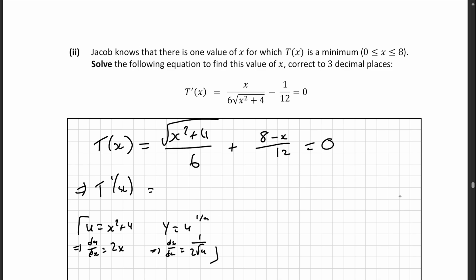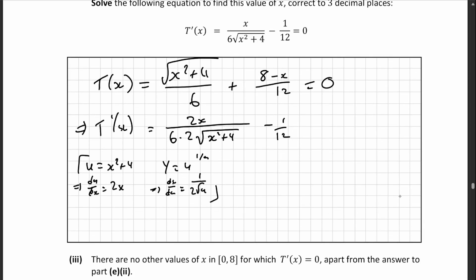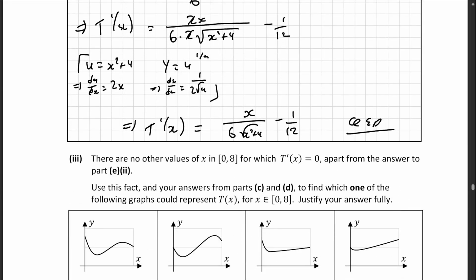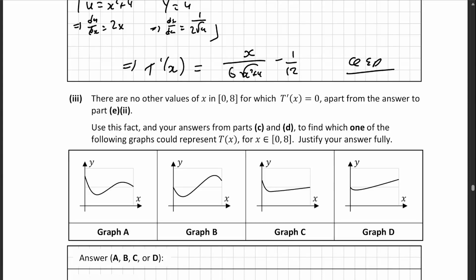So that's going to be 2x over 6 times 2 root x squared plus 4, minus 1 over 12. They're going to cancel, and so T dash of x is x over 6 root x squared plus 4, minus 1 over 12. There are no other values of x in that interval for which T dash of x equals 0, apart from the answer to part E.